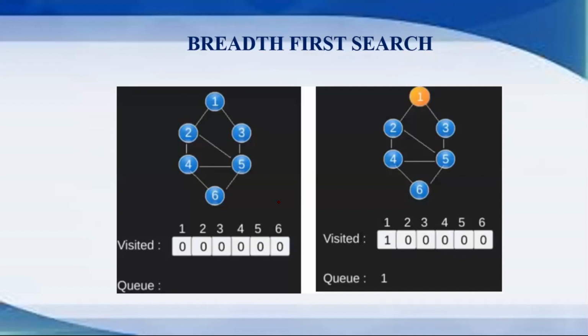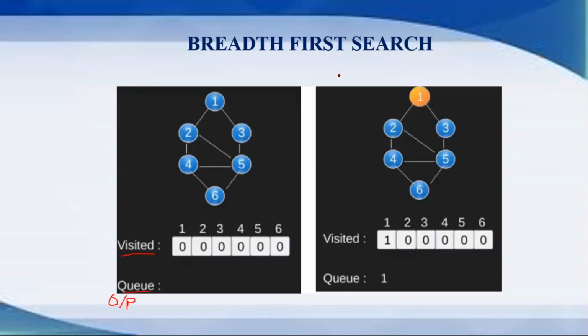Suppose I have given this graph, right? We have 6 vertices. We have an array which stores 6 numbers, and then we have a queue, and we also have an array for output, right? We'll see later on. Then first of all, by default, all the values of the visited array are 0, right? So that means none of the nodes has been visited yet, right?